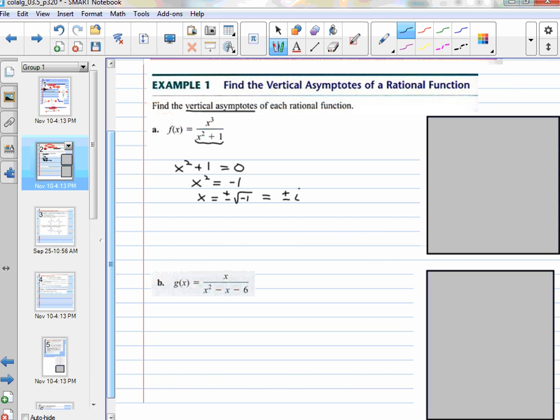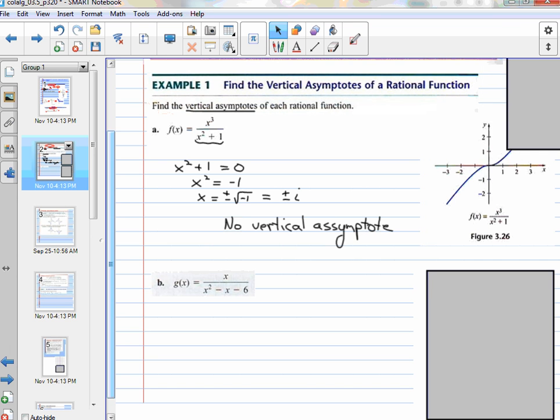I. Plus or minus I. That's an imaginary number. The very first example they gave you about finding vertical asymptotes is really no vertical asymptote. I didn't get a real number where that denominator equals 0. Here happens to be the graph of it. There's actually no vertical asymptote on this one. Kind of a bad way to start.